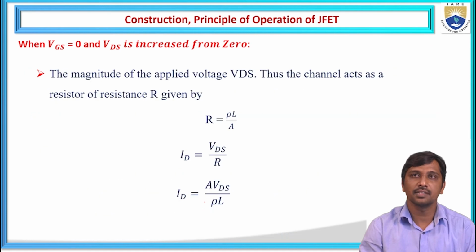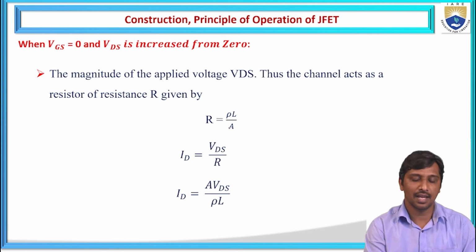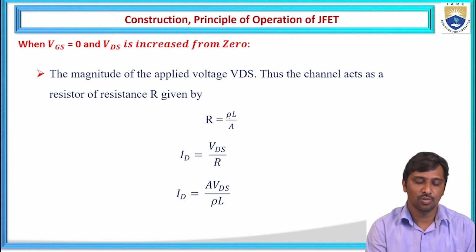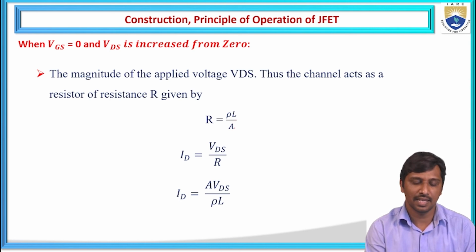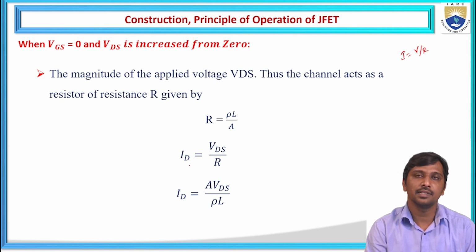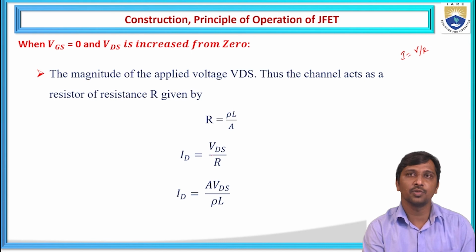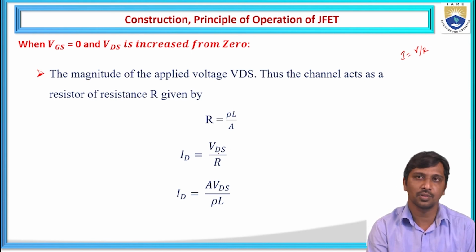From these three points, the resistance of the channel R is represented as rho L by A, where L is the length of the channel, A is the cross-sectional area of the channel, and rho is the resistivity, a constant. From that, if you want to identify the drain current, generally we know that the current I is V by R. This drain current is allowed with respect to the applied biasing voltage between the drain and the source. Hence it is represented as VDS by R.